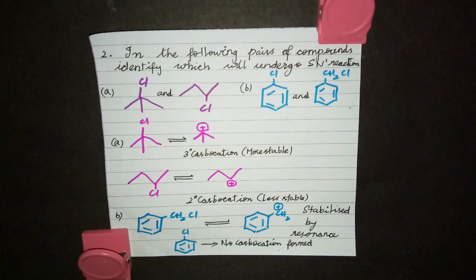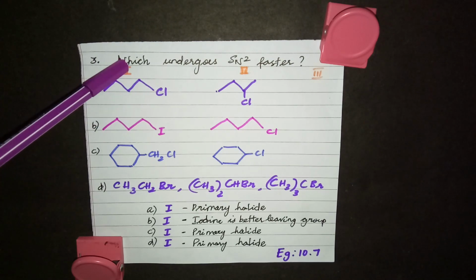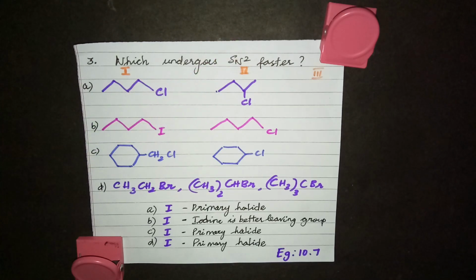Let's try a few more examples. The question is, which undergoes SN2 faster? Okay, this is the first question, compound 1, compound 2. So among compound 1 and 2, which will undergo SN2 faster? And you recall for SN2, what order you should see, whether the given halide is primary, secondary or tertiary, and you know primary halide will undergo SN2 reaction faster. And if the question is SN1, what you should look for? The carbocation formation. If the given halide can form tertiary carbocation, then that will react faster by SN1.